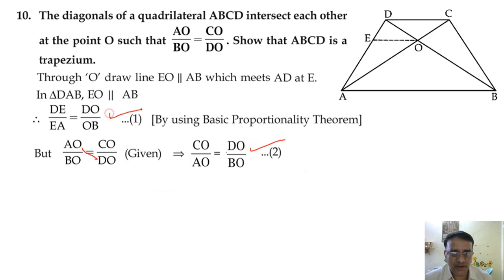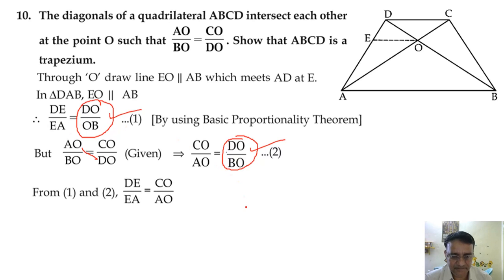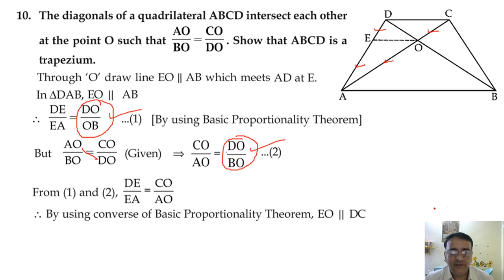Now from equations 1 and 2, the right hand side of both are equal. So the left hand side will also be equal. Now in triangle ACD, these two ratios are equal, so we can conclude that EO is parallel to DC by the converse of the basic proportionality theorem.